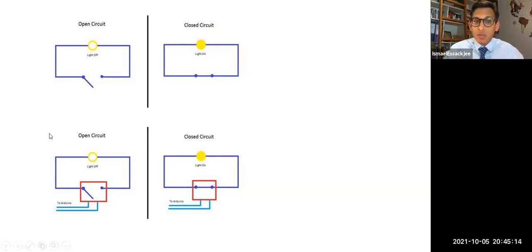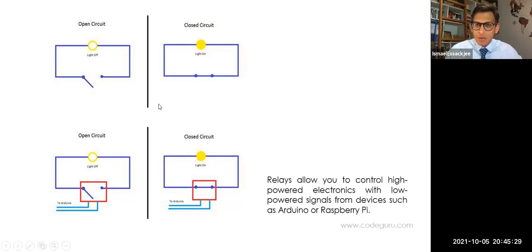So this is what we call the relay, to interface between a circuit with one voltage level to another one, maybe to a different voltage level, or even a different amperage, that is called current, going to flow through that. Relays allow you to control high-powered electronics with low-powered signals from devices such as Arduino or Raspberry Pi. Let's say you have only one Arduino and you want to control several circuits. You can do that with relays as well. It increases your possibilities of control and interaction.